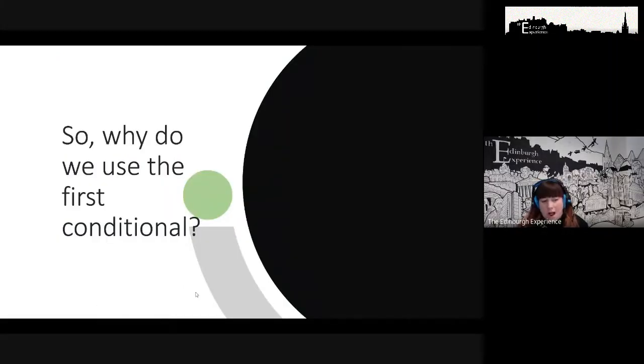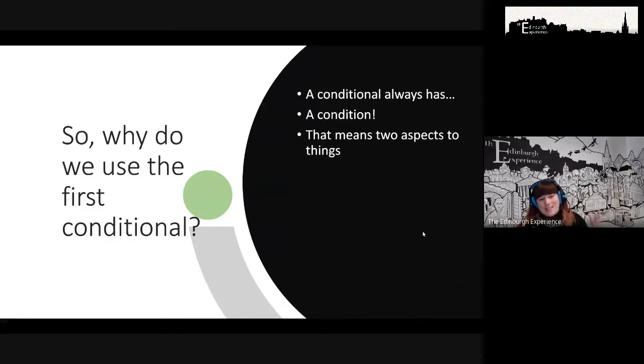First of all, why do we use a first conditional? What is the purpose of a first conditional? What is it expressing? A conditional, any kind of conditional, will always have a condition. What a surprise, it's in the name. So there's always going to be 2 aspects to a conditional. We will always have a situation, and then we will have a consequence or a condition of that situation. So this thing will happen on condition of this other thing.